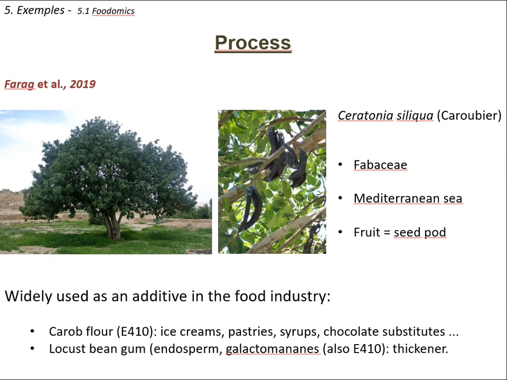So first, Ceratonia siliqua, which is caroubier in French, is a Fabaceae in the Mediterranean basin, and the fruits are seed pods. It's widely used as an additive in the food industry. You have carob flour, which is E410. You find it in ice creams, pastries, syrups, chocolate substitutes, and so on. And you have locust bean gum, which is endosperm galactomannan, also called E410, and it's a thickener. So it's used in sauces, other industrial sauces, mayonnaise and so on.